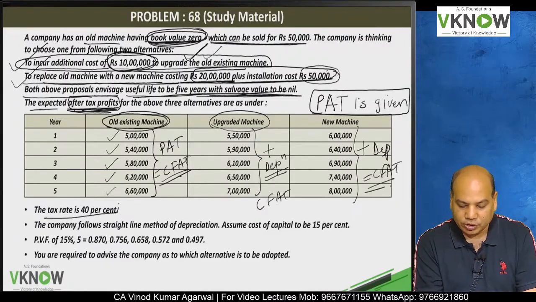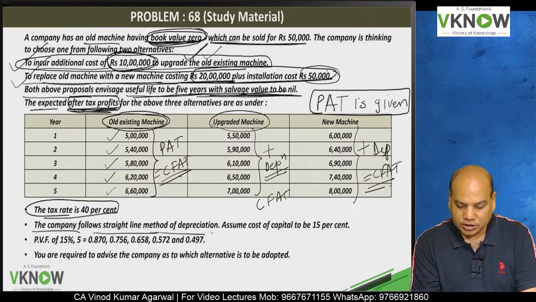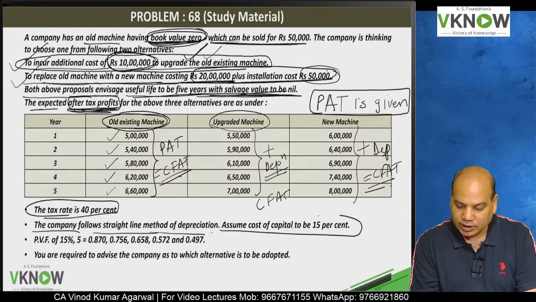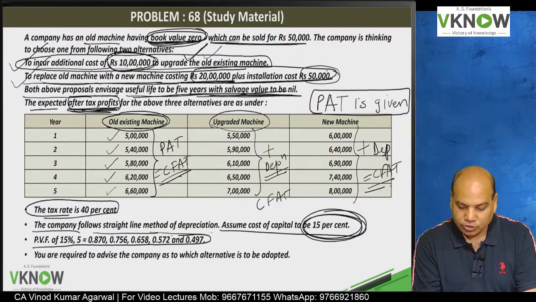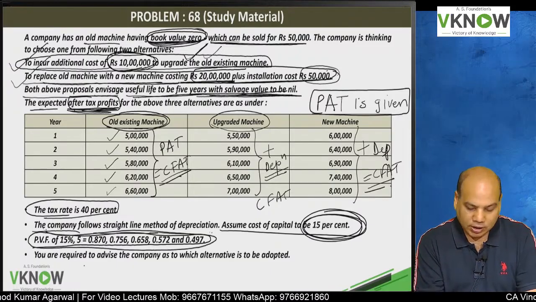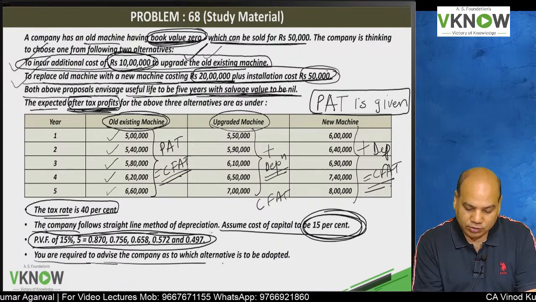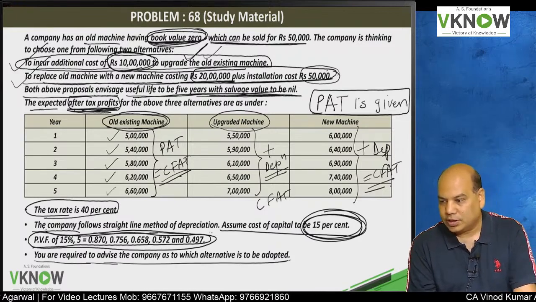Next, tax rate is 40%. Company follows straight line method of depreciation. Very good. Cost of capital is 15%, the discount rate. And these are the factors. You will use the same factor, and then you are required to advise which alternative is to be adopted.